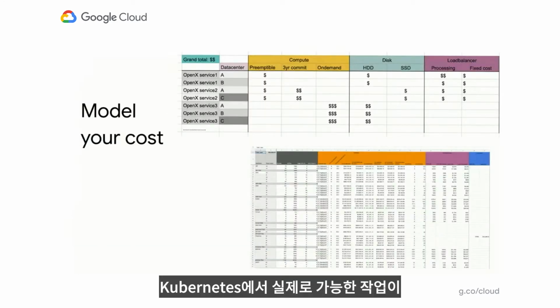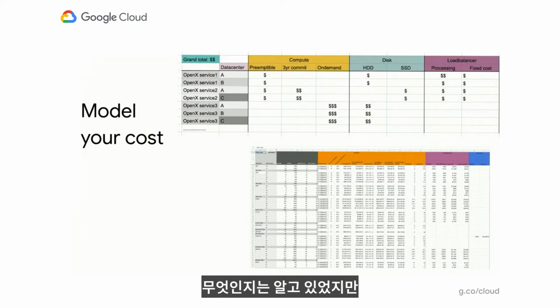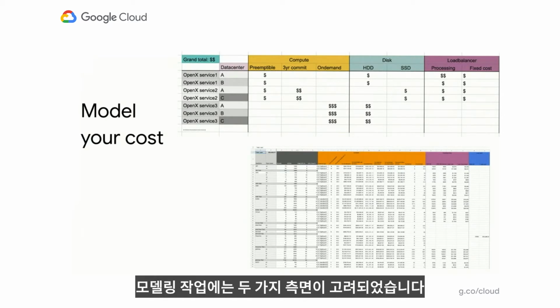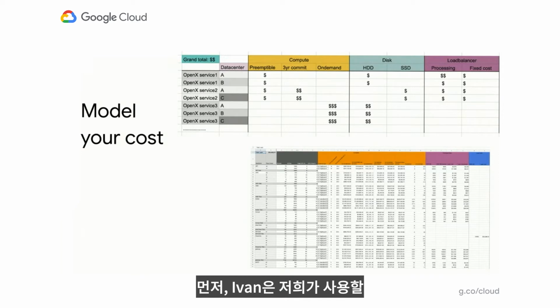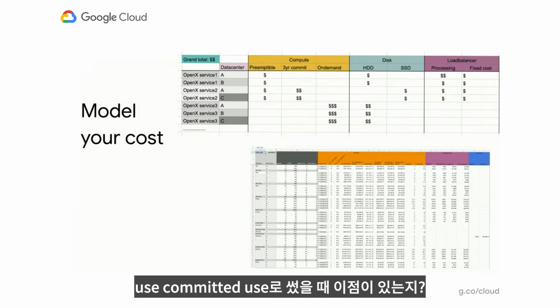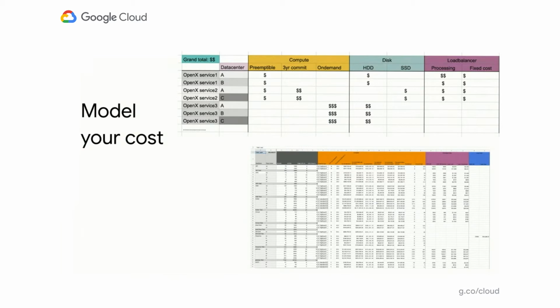So we had an idea of what was technically possible in Kubernetes, but we still needed to translate that into a cost model. And to accomplish that, Yvonne did some pretty extensive modeling. There were a couple dimensions to that. First, he modeled the type of compute that we would use. Would we be using on-demand? Or could we benefit from a commitment and use committed use? Or, most cost-effectively, could we use preemptible nodes?